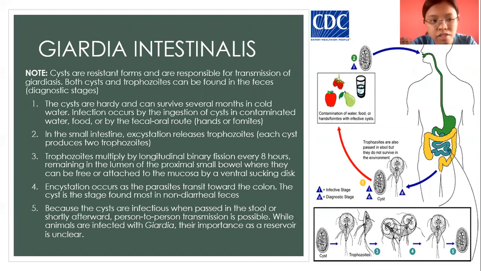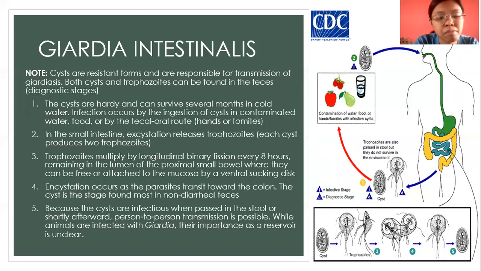So, ito ang ating life cycle for our Giardia intestinalis. So, the cysts are resistant forms and are responsible for transmission of Giardia. So, both cysts and trophozoites can be found in the feces. So, first stage natin is the cysts are hardy and can survive several months in cold water. Infection occurs by the ingestion of cysts in contaminated water, food, or by fecal-oral route, or by means of hands or fomites. So, once na nag-reach na sila ng small intestine, nagkakaroon ng excystation, and then the cyst will release trophozoites. So, ilang trophozoites daw po? 2 trophozoites po yung nire-release ng cyst kapag siya ay nag-undergo ng excystation.